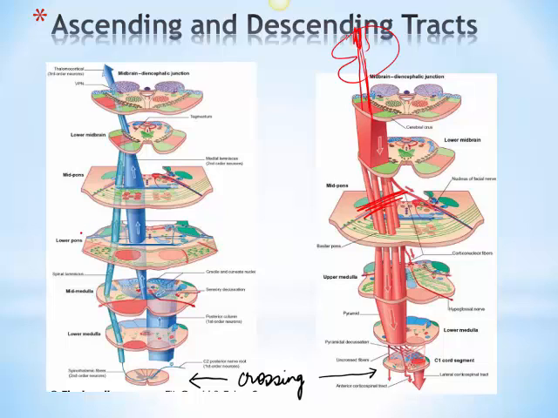So if I cut this here, right? Problem: anything going from here going up can no longer go because the cord is cut. But something going from here can still travel up because up here the cord is normal, right? So the problem is going to be below where it's cut, not above, okay?